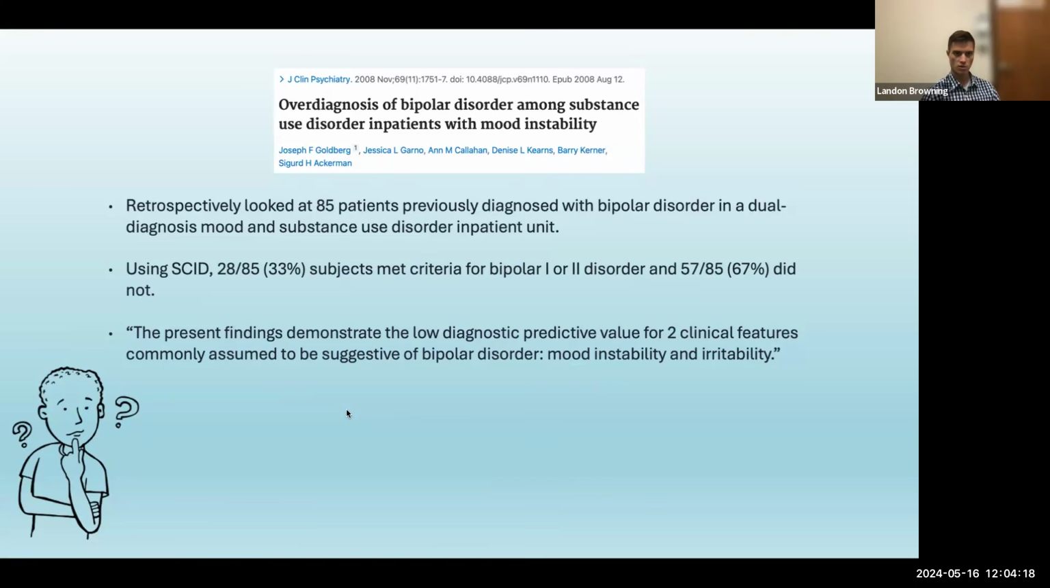Using the SCID, or structured clinical interview for DSM, 33% of the subjects met criteria for bipolar 1 or 2 disorder, and the rest did not. They add the present findings demonstrate the low diagnostic predictive value for 2 clinical features commonly assumed to be suggestive of bipolar disorder: mood instability and irritability.